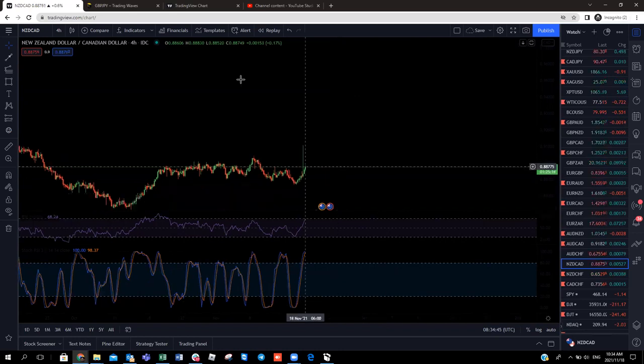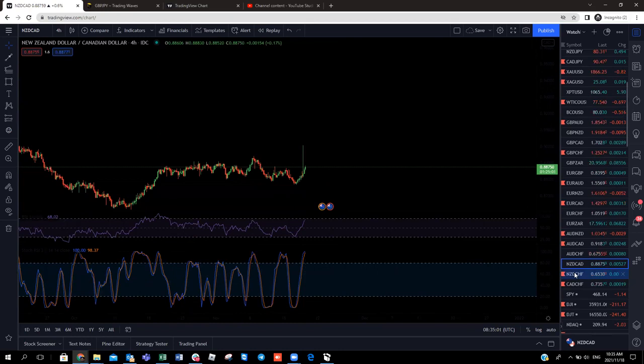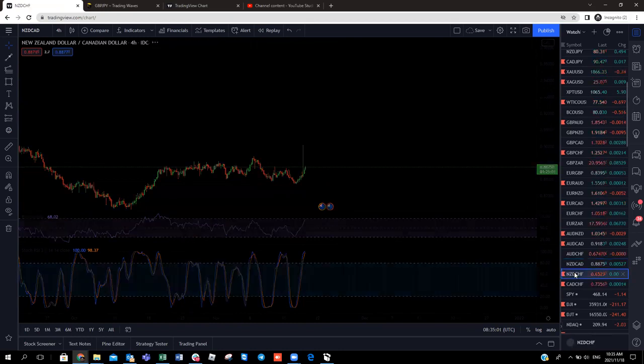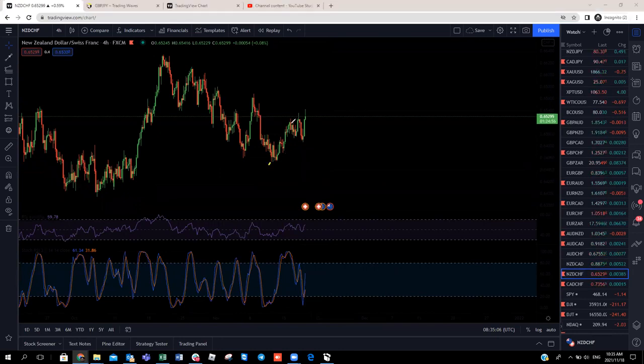So what this means is that we've had a move to the upside. Now we're coming down with this, and this is now pulling back, and this can continue to the downside. That is New Zealand CAD, New Zealand Chief. New Zealand Chief also making a three-wave structure, 1, 2, 3. When that is done, we should see downside.